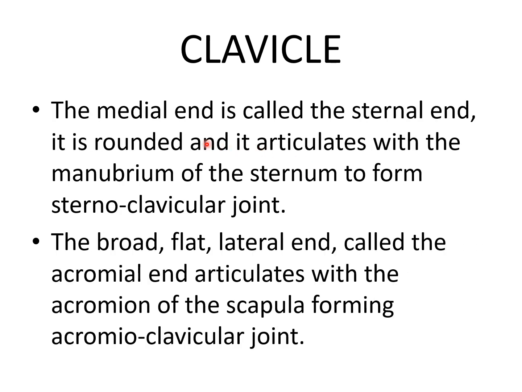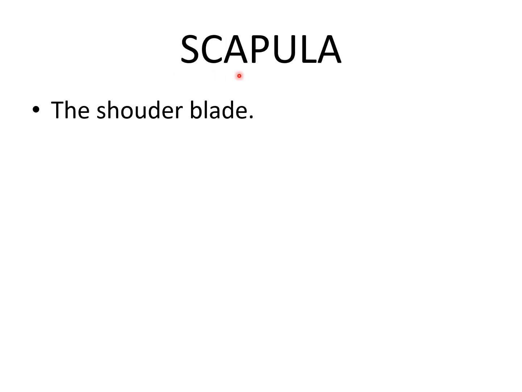Let's look at the clavicle. The medial end is called the sternal end. It is round and it articulates with the manubrium of the sternum to form the sternoclavicular joint. Then the broad, flat and lateral end, called the acromial end, articulates with the acromion of the scapula, forming the acromioclavicular joint. Then the scapula. Another name for the scapula is the shoulder blade.